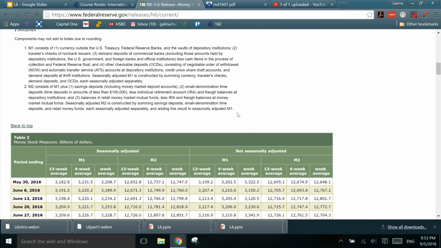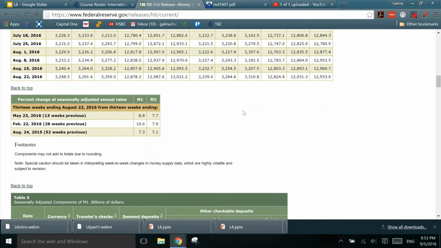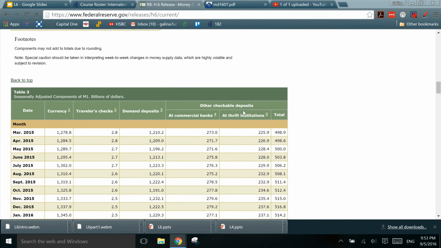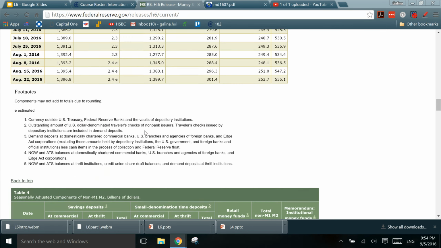And this table 2 gives you smoother measures, the moving averages, so we'll skip that. What's more interesting is you can see the components of M1 here, and you can see that there's currency and demand deposits that pretty much comprise the entirety of the M1. And there's also traveler's checks, but that's obviously a very small amount.